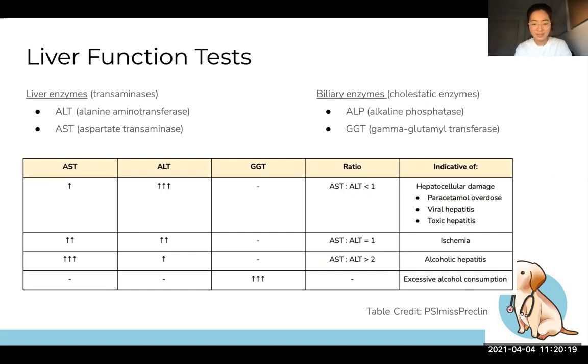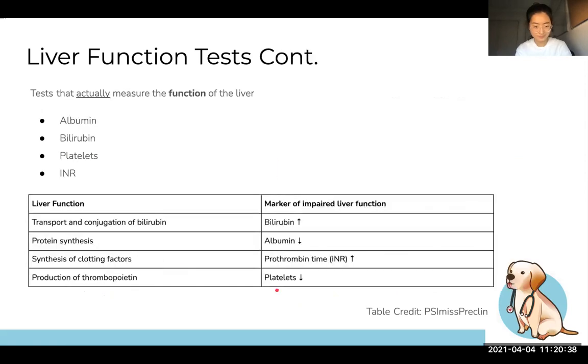In addition to that, you've got GGT. If you only have a marked increase in GGT with not much of an effect on AST, ALT, that usually is indicative of excessive alcohol consumption. Not too sure why, but just know if it's just an increase in GGT, that's to do with alcohol. So those were your liver enzymes.